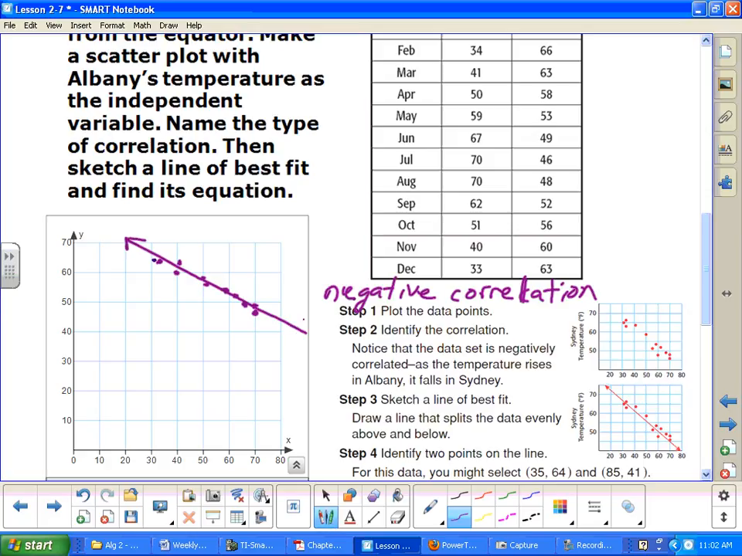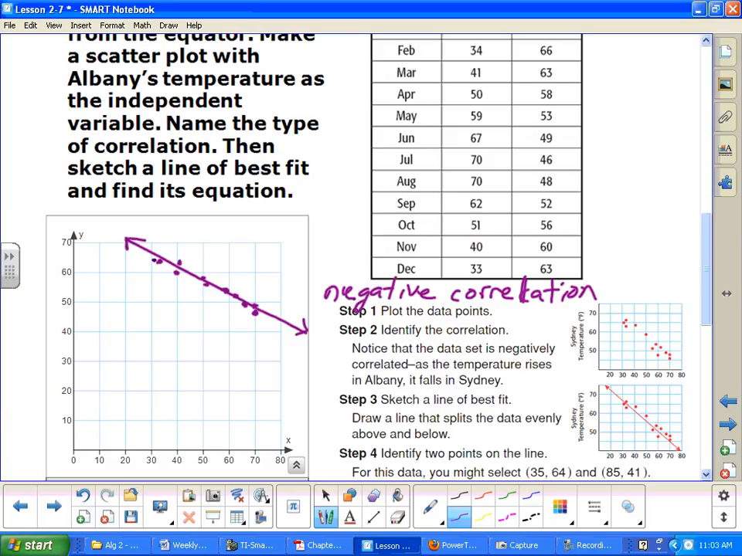All right, so there's our line of best fit. Is it going to be perfect? No. Okay, but it should be pretty close. All right. So now once I've drawn that line, we want to find 2 points that are on it that we can use to find the equation of the line that goes through those points.